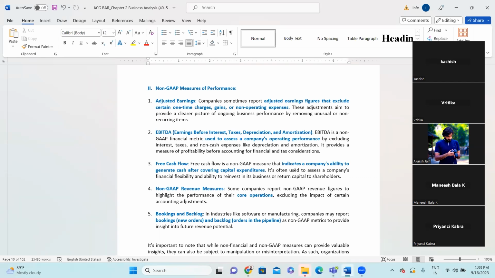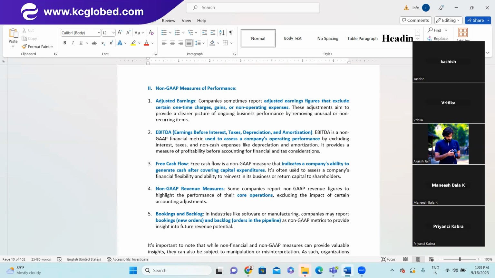First one is adjusted earnings. Companies sometimes report an adjusted earnings figure that excludes certain one-time charges, like gains or non-operating expenses. These adjustments aim to provide a clearer picture of ongoing business performance by removing unusual or non-recurring items.